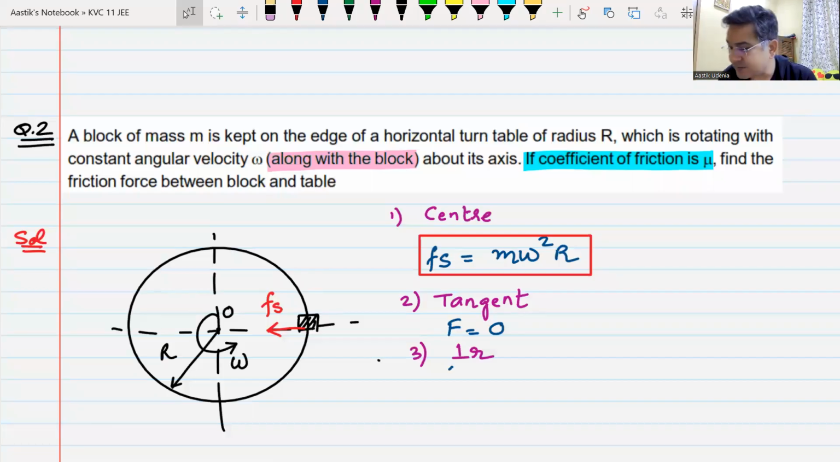Can anyone tell me what are the forces in the perpendicular direction? Remember, this motion is happening on the horizontal table. Yes, anyone? Answer my question, what I'm asking. Don't worry about what is happening or what is not happening. Is there any force in the perpendicular direction? What are the forces in the perpendicular directions? Normal, sir. Only normal, nothing else?